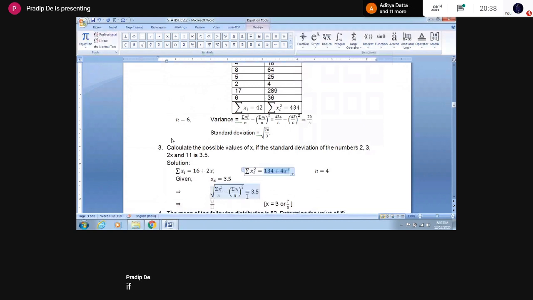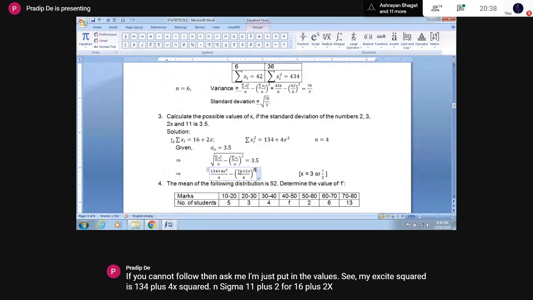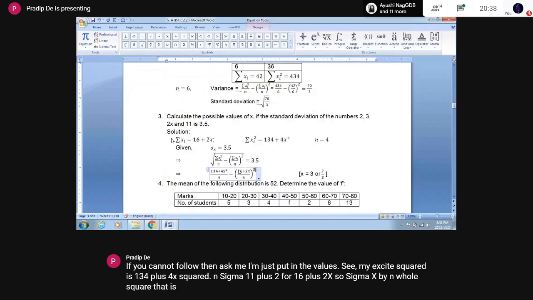If you can follow, then just put in the values. Sigma xi squared is 134 plus 4. N is 4. Sigma xi is 11 plus 3, 16 plus 2x. Sigma xi whole square, that is 16 plus 2x by 4 whole square. This is equal to 7.